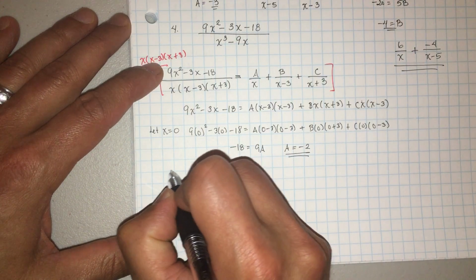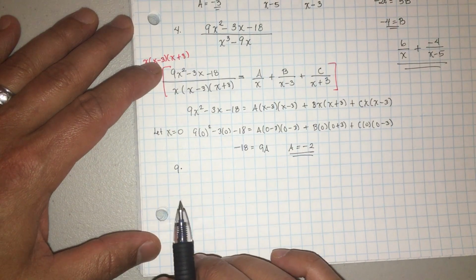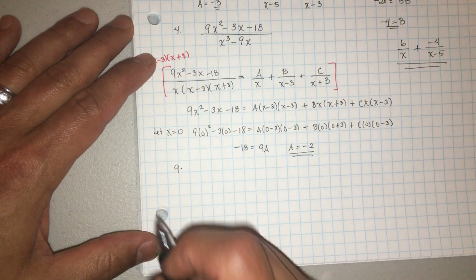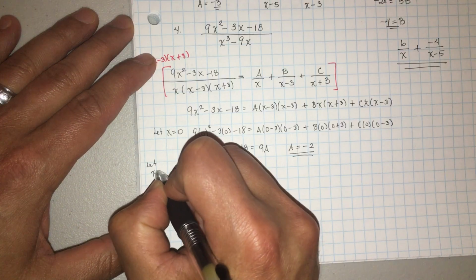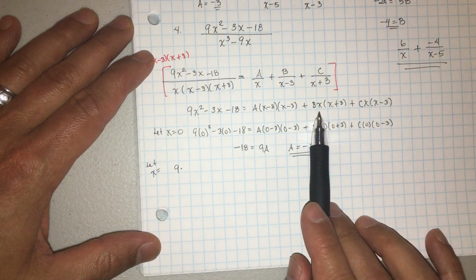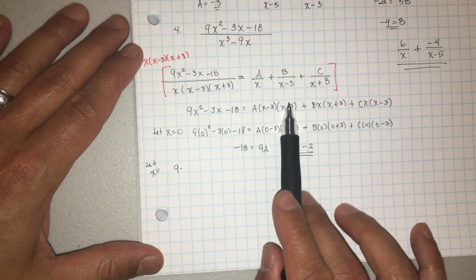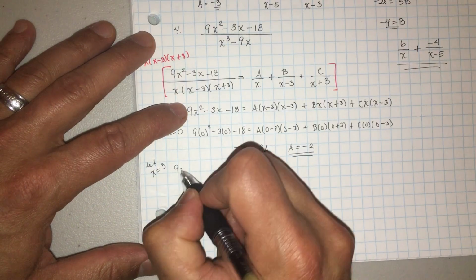Now I'm going to do the same thing. I'm going to keep it over here, so I don't have to rewrite it. So first we let x equal 0, and now we're going to let x equal positive 3. So we're going to do 3, right?